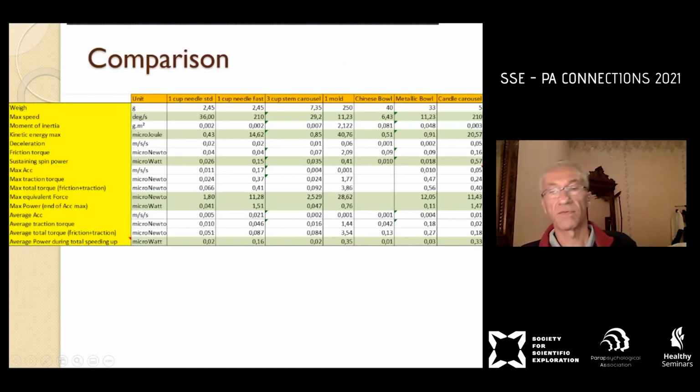And then, sorry for the big table, we have also vertically each target, different targets. So for example, here we have one mold, Chinese ball, metallic ball. And here are the different items we are interested in: the max speed, the kinetic energy, and so forth. So I will go there.